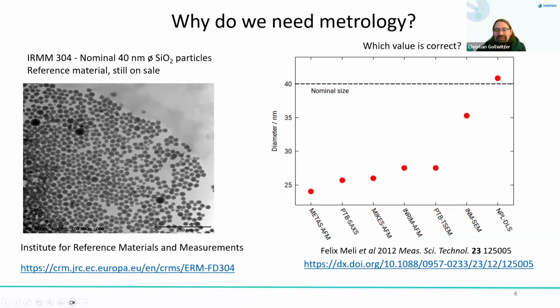And back in 2012, we conducted a study with several instruments and several metrology institutes, so people who really know how to operate their instrument. And I've plotted all the results sorted by size. And you can see that the lowest result is below 25 and the highest result is above 40. And the nominal size is 40 nanometers. So the question is, which of these results is actually the correct one?